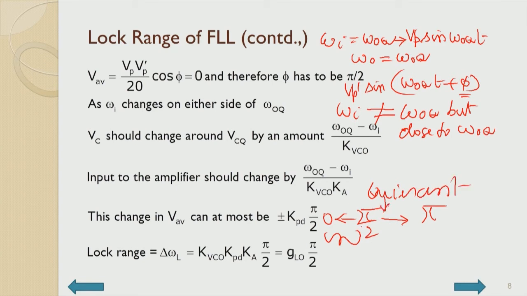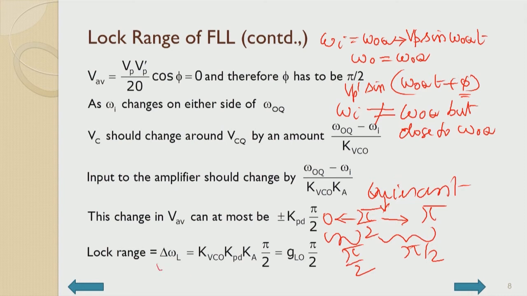So this pi by 2 can change all the way up to pi, that means by an extent of pi by 2 on this side and pi by 2 on the other side. So KPD into pi by 2 is the maximum change that the linear phase detector is capable of sustaining on either side of the quiescent. So this KPD into pi by 2 should be equal to omega naught Q minus the limit of omega I on either side.